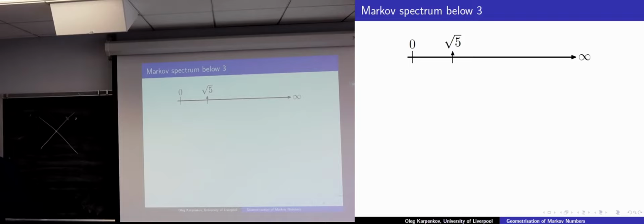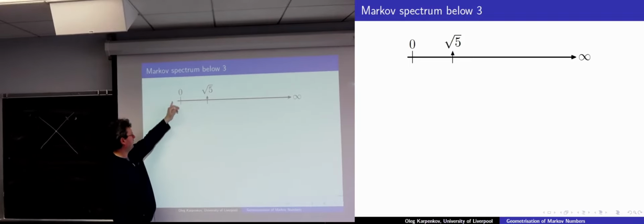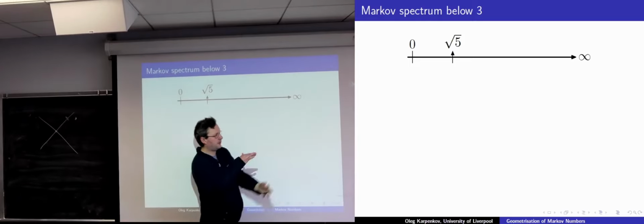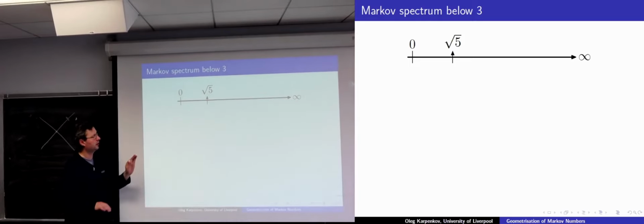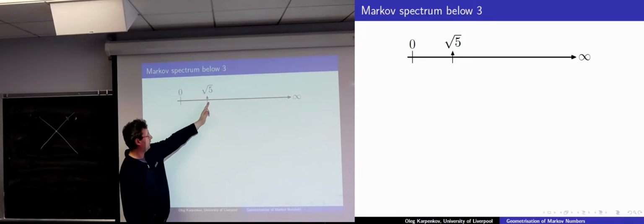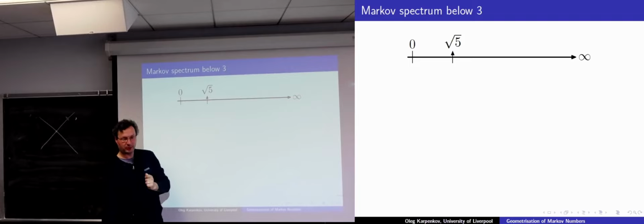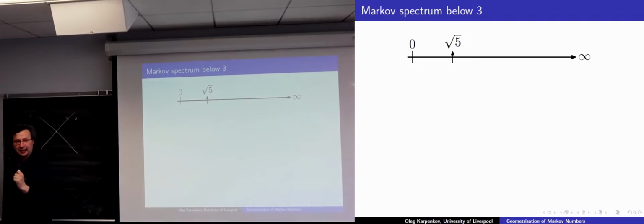But okay, that's maybe not for today. Great. So the spectrum. Maybe sometimes you don't have zero because you have infinity. So we take 1 over m. So the first possible number that you have here would be root 5. So therefore, Igor was actually correct when he was saying that it's positive numbers. And this is due to Hurwitz.